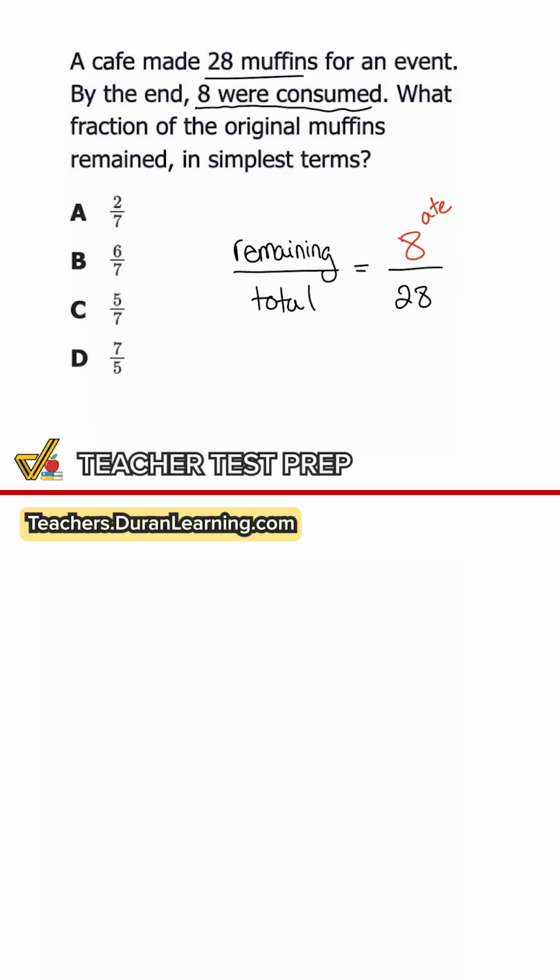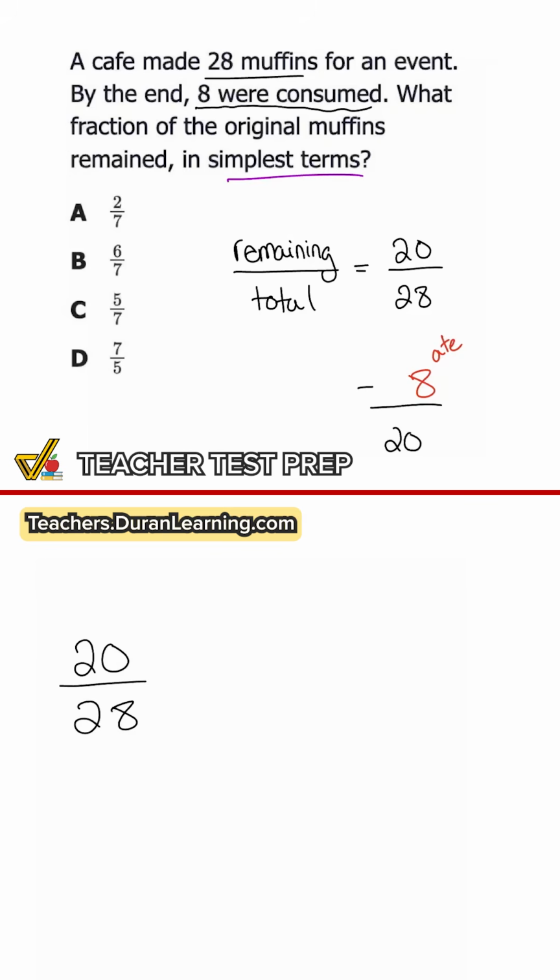Everyone, if we ate 8 of them and we started with 28 from the beginning, we subtract and we get how many left? We get 20. 20 remain. And when we write this fraction out, this fraction here is 20 over 28. We can divide the numerator and denominator by the same value. This is called simplification. And we can get this down to simplest terms to figure out which one's correct.